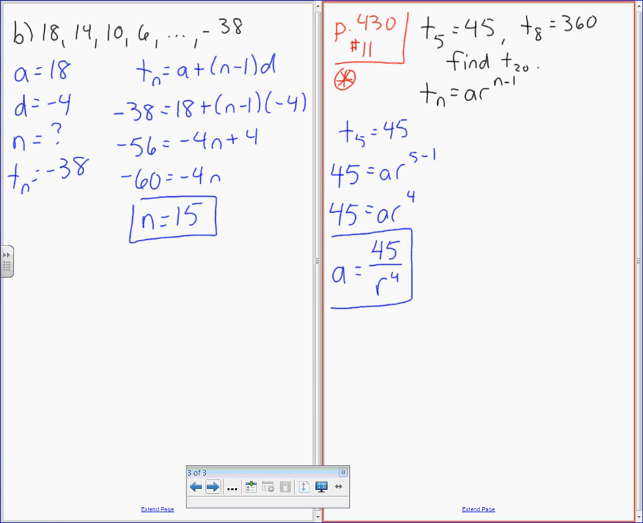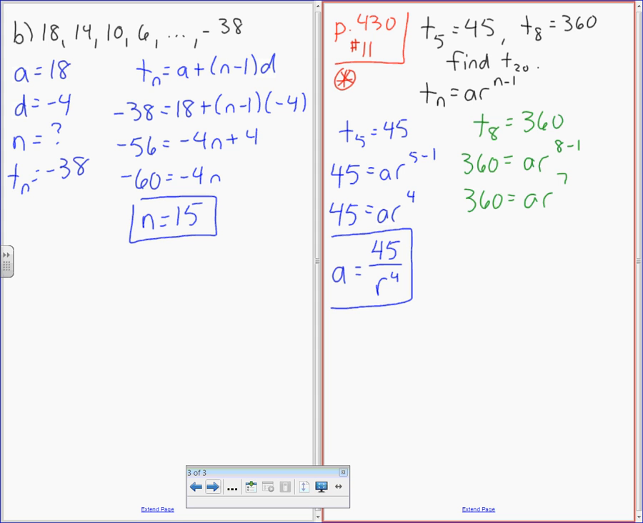Oh, and can you do the same thing with T8 equals 360, please? So it would be 360 is equal to AR to the power of 8 minus 1. Right, 360 equals AR to the power 6. Lovely. Okay, so that's my equation for that.